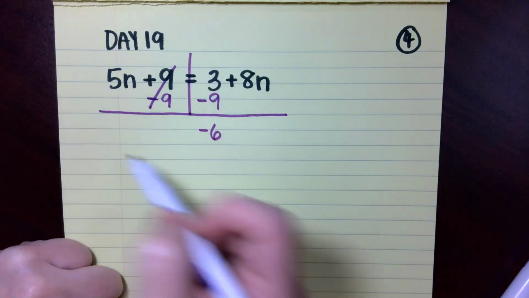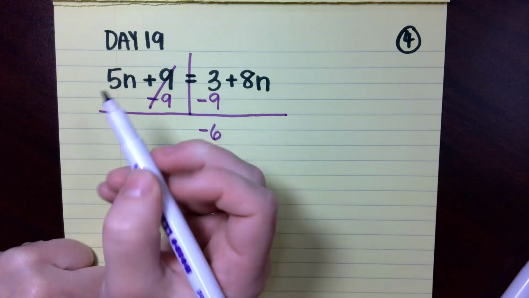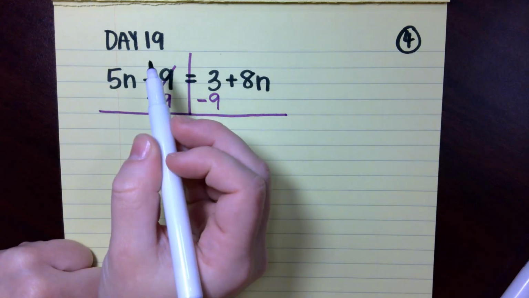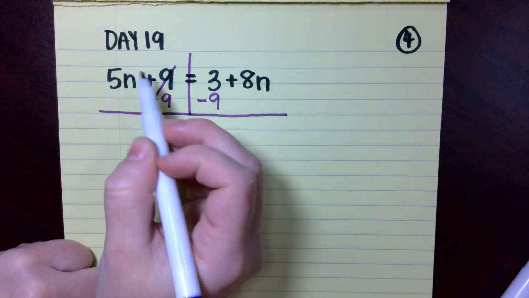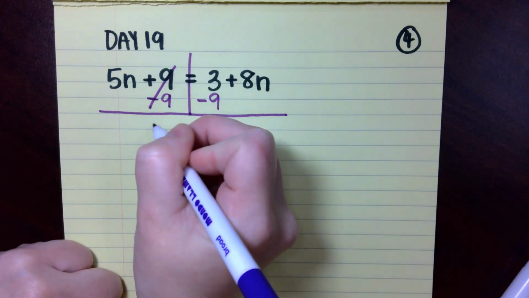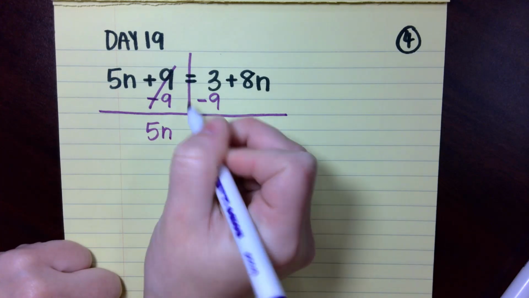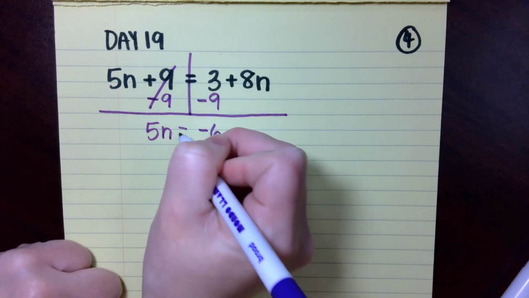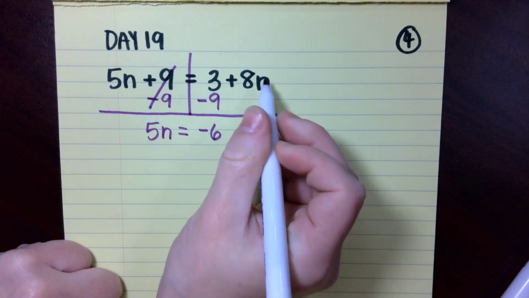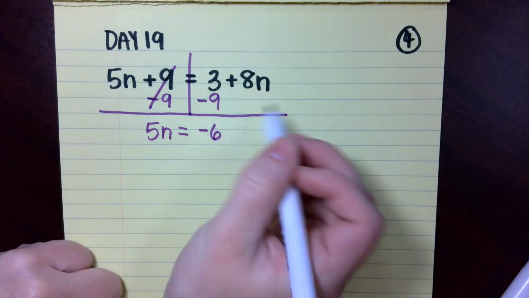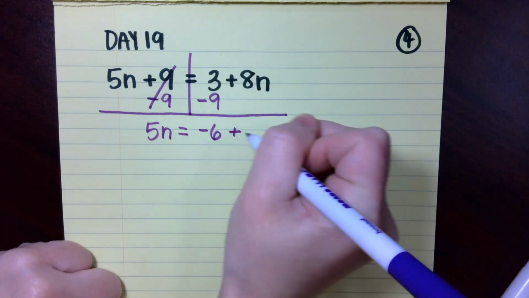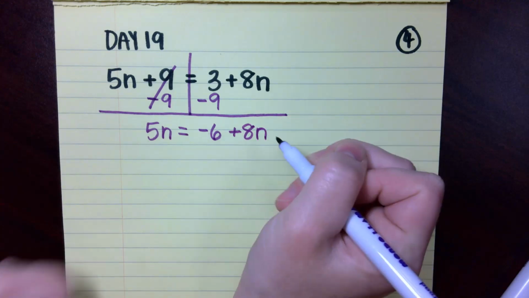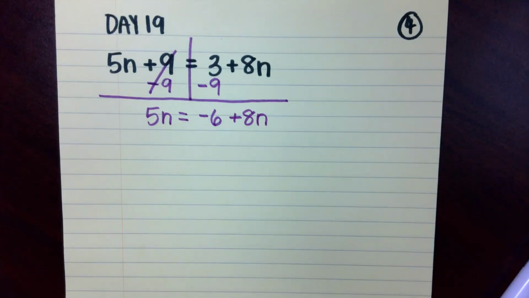Okay, and then we need to bring everything down. So on the first side of my equation, I just have 5n left. So I'm going to write 5n equals -6, and what else? Plus 8n. Good.